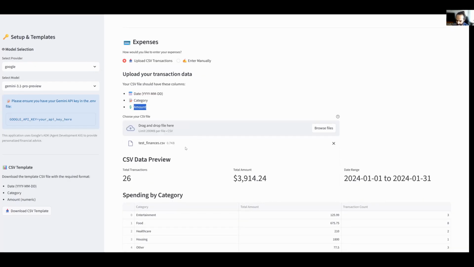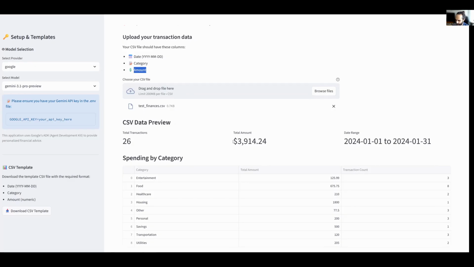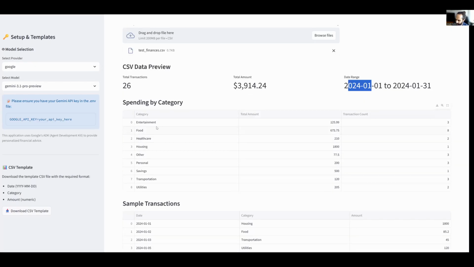So based on my CSV file, this is the total of the expenses. In total, we have 26 transactions, and the dates range from the 1st of January to the 31st of January, so it's only for 1 month. Here, guys, is the aggregation of all the amounts which are part of the same category. So here we have the category of entertainment, so this is the sum of all transactions which are part of the category entertainment, and here we have the total of the transactions.